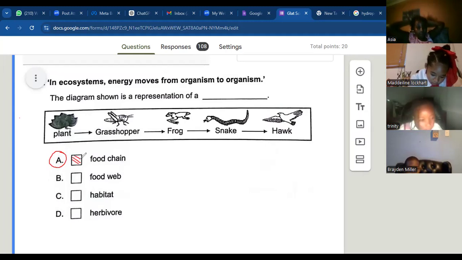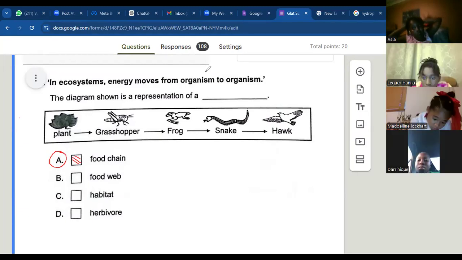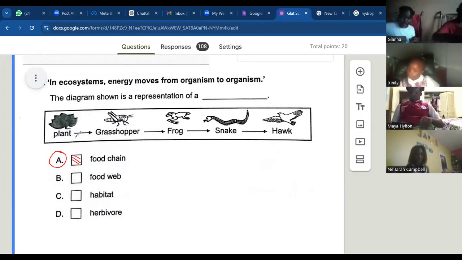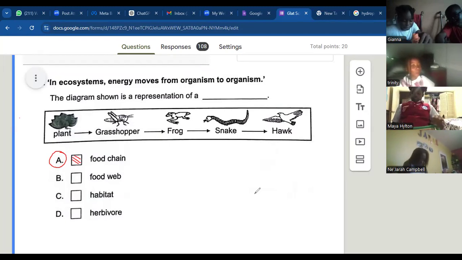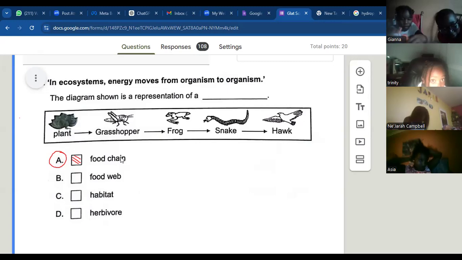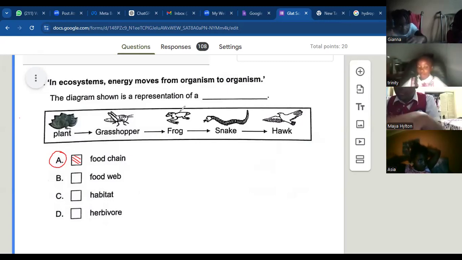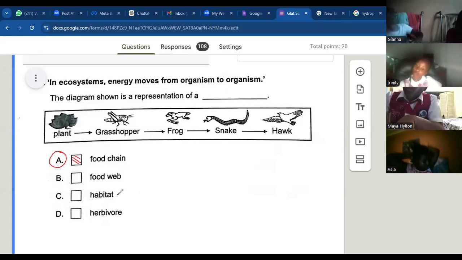Do y'all know what a habitat is? The habitat is where the animal usually lives. Yes, a habitat is where an animal lives. What is a herbivore? Animals that only eat plants, yes. So habitat is where the organism lives. Herbivore is an animal that only eats plants.